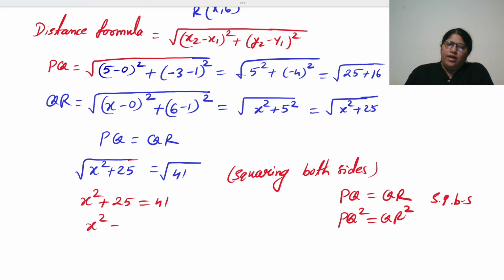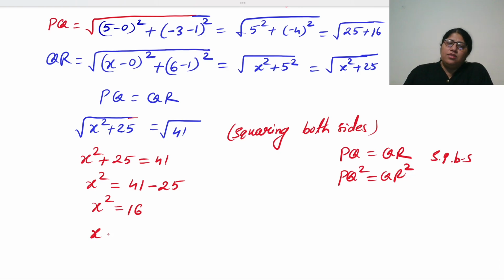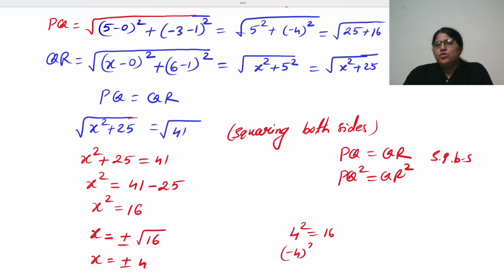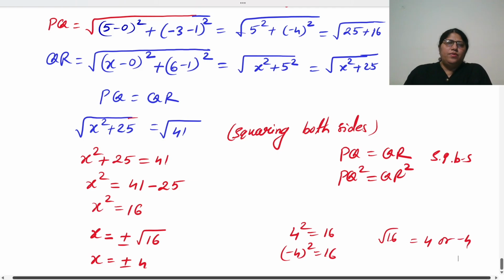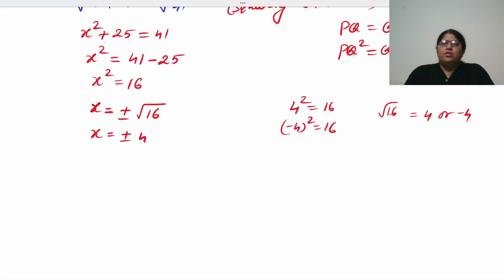Then x square equals 41 minus 25. How much are we getting? 41 minus 25 is 16, right? So x is now, because this is coordinate geometry, make sure there are always two possible values when you are taking a square root. Why is it true? Because 4 square is also 16 and minus 4 square is also 16. So if we take the square root of 16, the answer can be plus 4 or minus 4. And this is not about any application where we are talking about length. These are coordinates, and coordinates can be positive or negative.